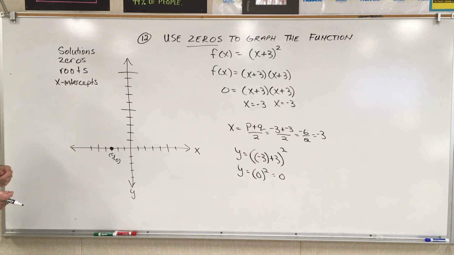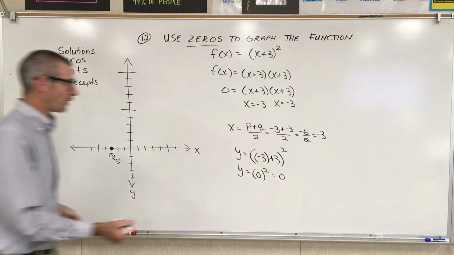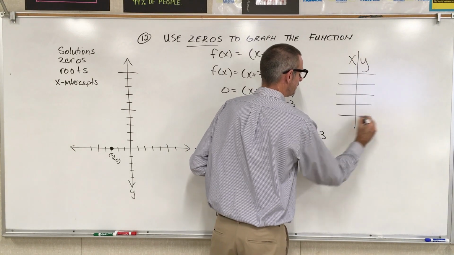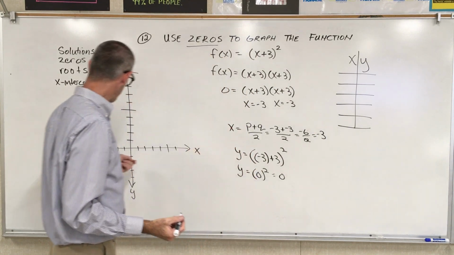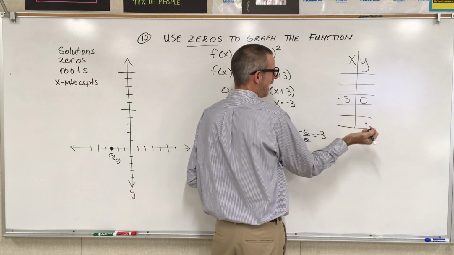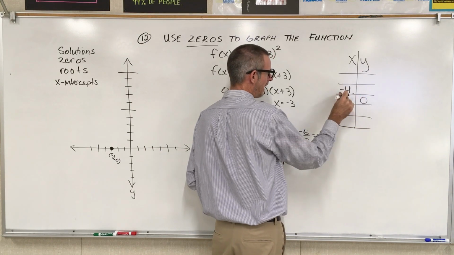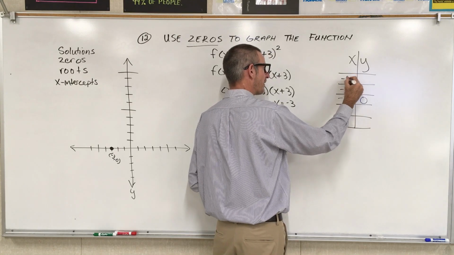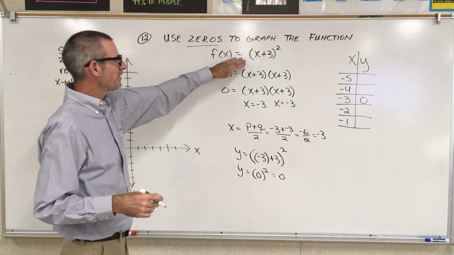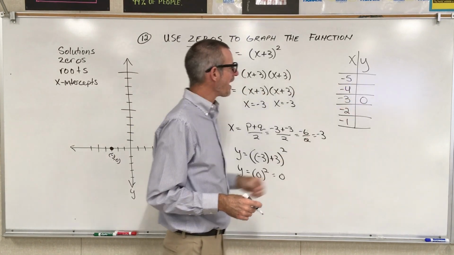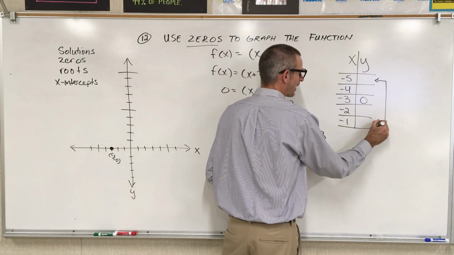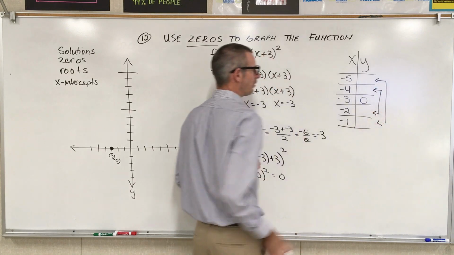So in order to make the graph, I'm going to have to make a table. So I'm going to start out like this. And I'm going to take my vertex, -3, 0. I'm going to put it right in this middle spot. And then I'm going to go to -4 and down to -2 and to -5 and to -1. Now I'm going to plug those numbers in to my original equation, and I'm going to find out what my y values are going to be. Remember, the one thing that we know is that these two are going to be the same and these two are going to be the same.